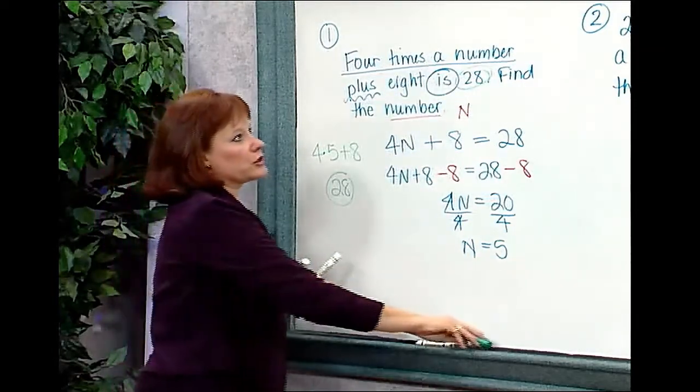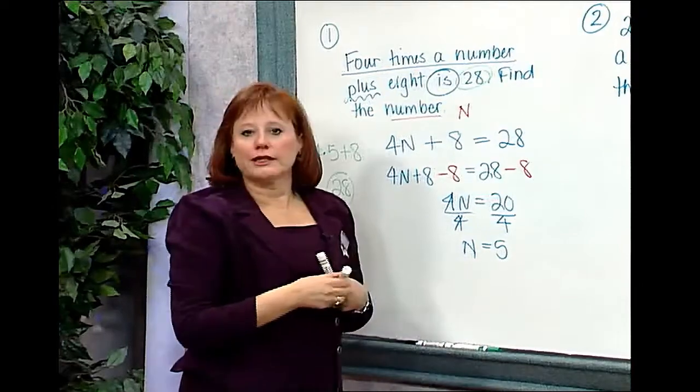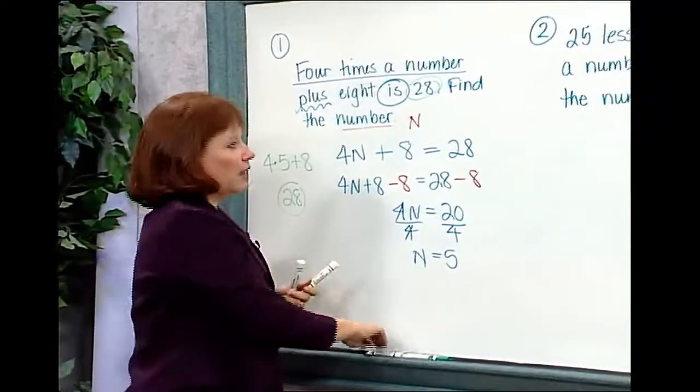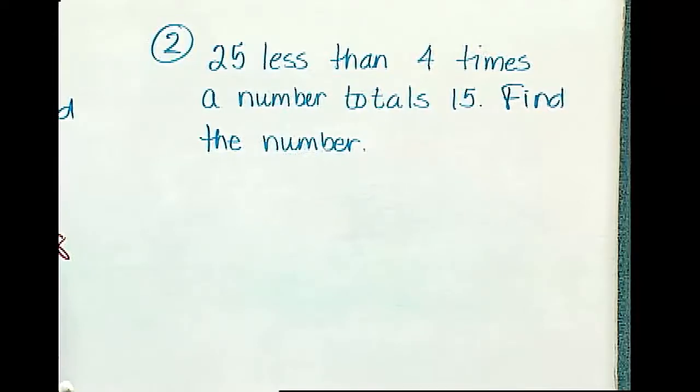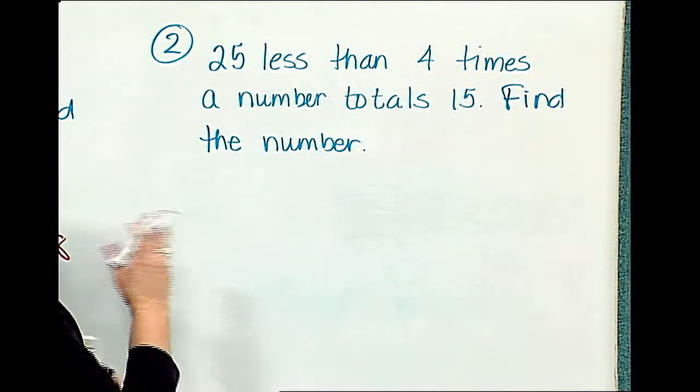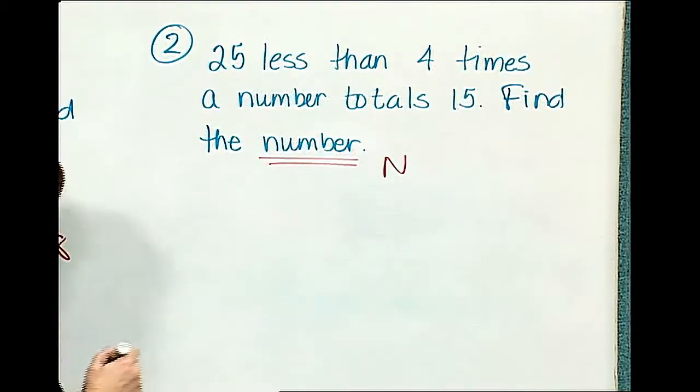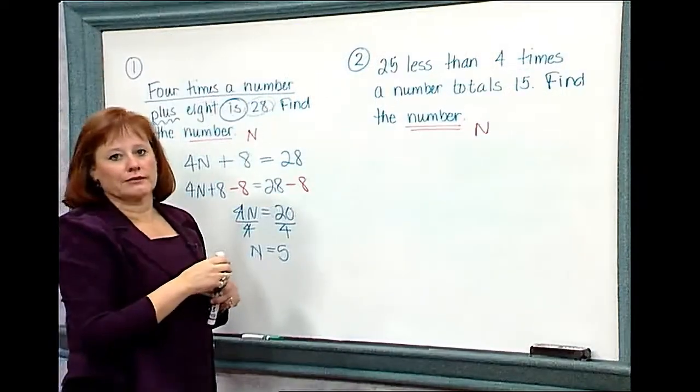In the second problem, we're going to have a little tiny bit more difficult time with it, but we just need to think clearly. It says 25 less than 4 times the number totals 15. Find the number. The first thing I want to do is see what is it I'm trying to find? Well, I'm trying to find the number, and I'll let n be my variable that represents the number once again.